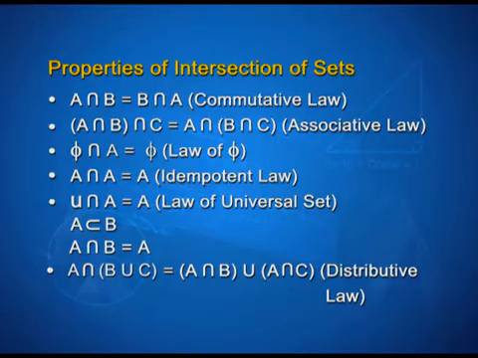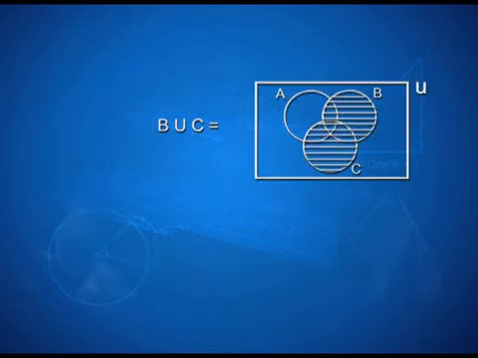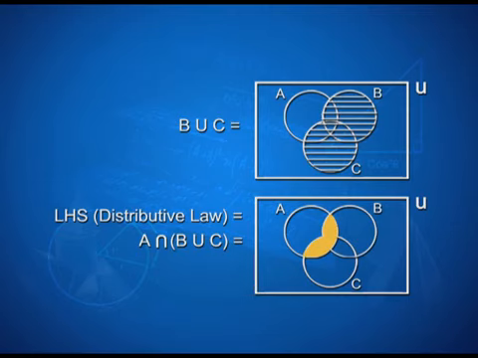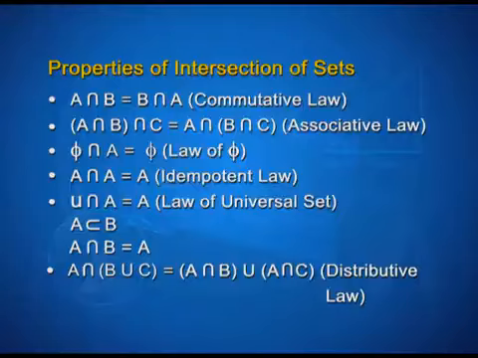If we consider the LHS of the distributive law, it contains A intersection B union C. If we draw the Venn diagram of B union C, it will look like this. Here, this shaded part will represent B union C. Now, if I intersect this B union C with the set A, this shaded part will represent A intersection B union C.